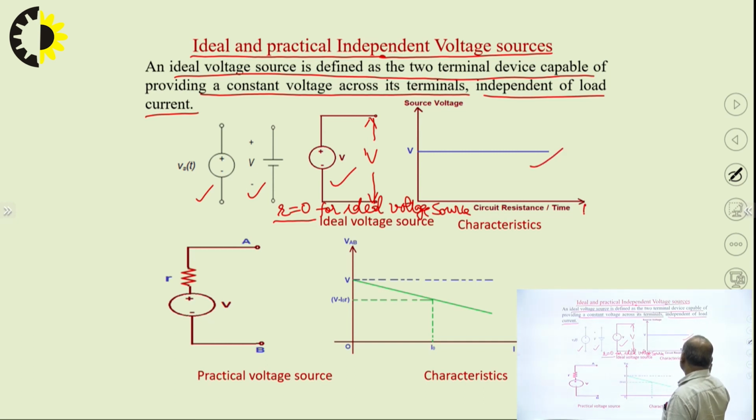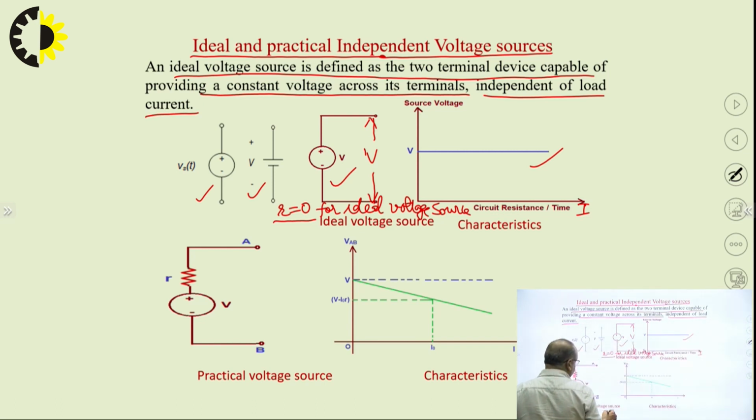On this axis we have the current passing through the source, and on this axis we have the terminal voltage of the source, which we call source voltage. So, this terminal voltage is equal to the source voltage here, and that is constant whatever the current passing through this source.